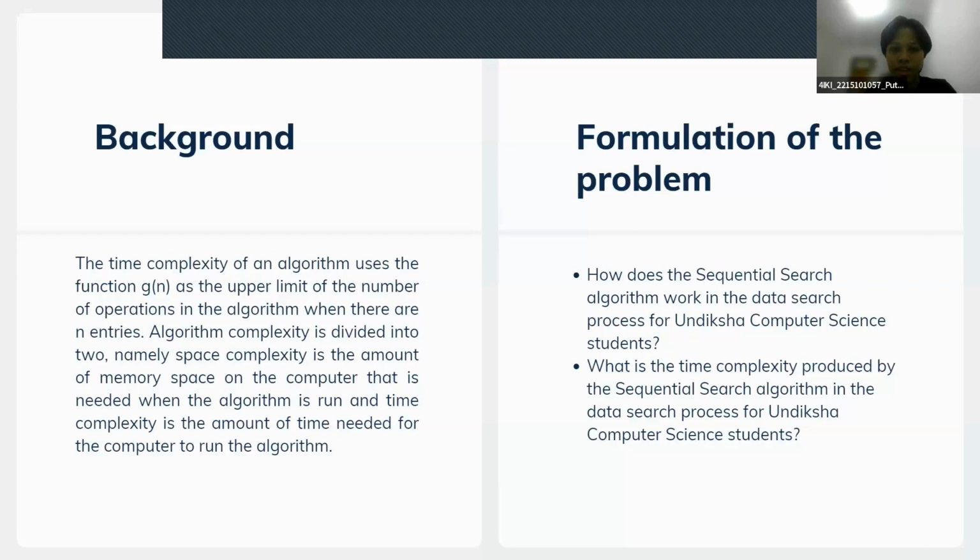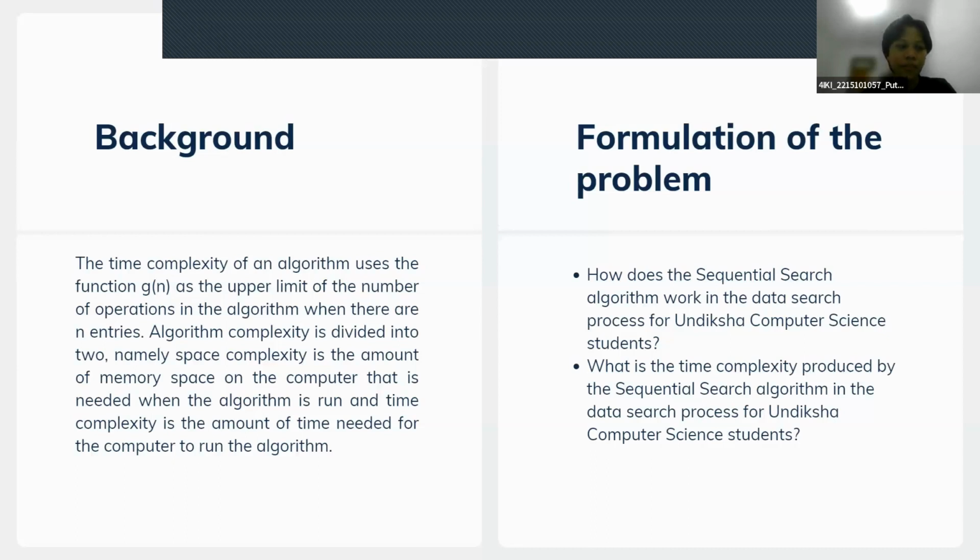the algorithm. The next one, we have the formulation of the problem, where the first one is how does the sequential search algorithm work in the data search process for Undiksa computer science students. And then the second one is what is the time complexity produced by the sequential search algorithm in the data search process for Undiksa computer science students.